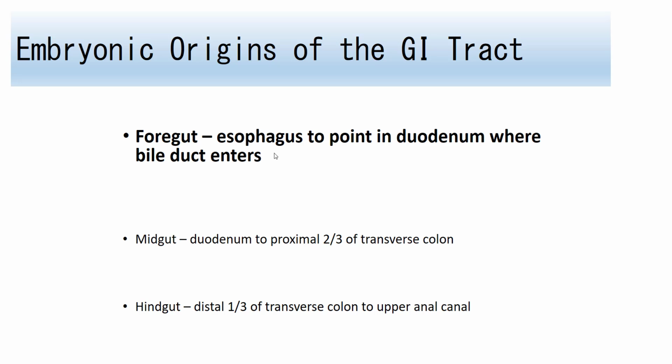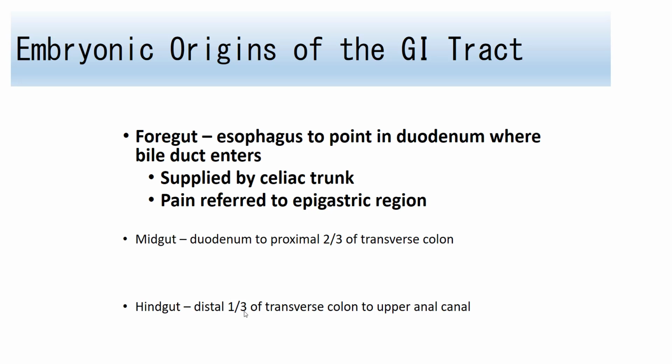The foregut extends from the esophagus to the point in the duodenum where the bile duct enters. It's about halfway down the second part of the duodenum. Then we have the midgut from the duodenum to the proximal 2/3 of the transverse colon, and the hindgut for the distal 1/3 of the transverse colon and the upper anal canal.